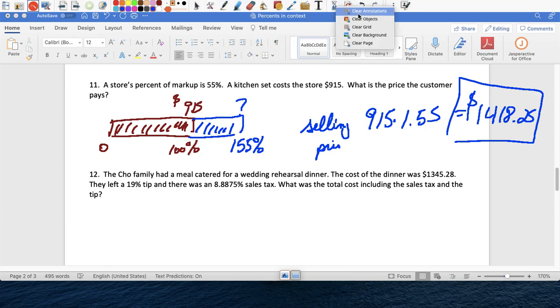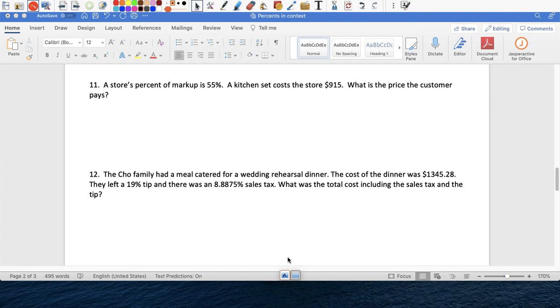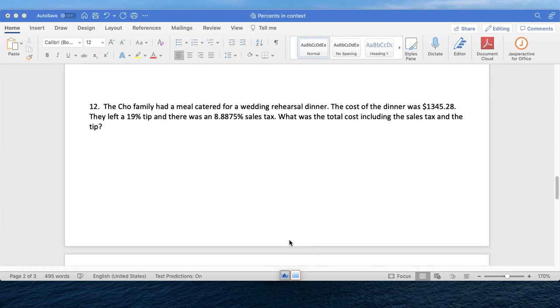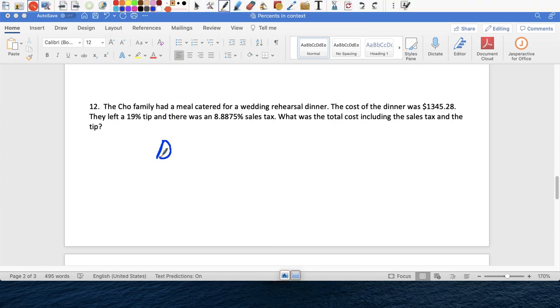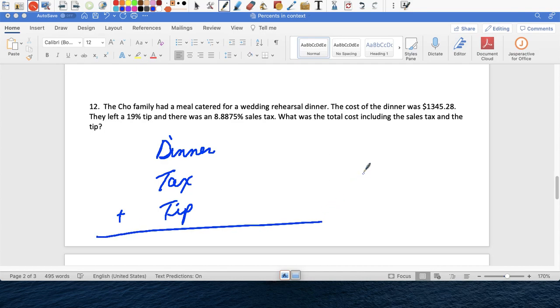12. I'm going to dinner, apparently. So again, this one we have to separate: dinner, tax, and tip. This unfortunately can't be one. Dinner was $1,345.28. Let's calculate the tip. Sorry, let's calculate the tax.